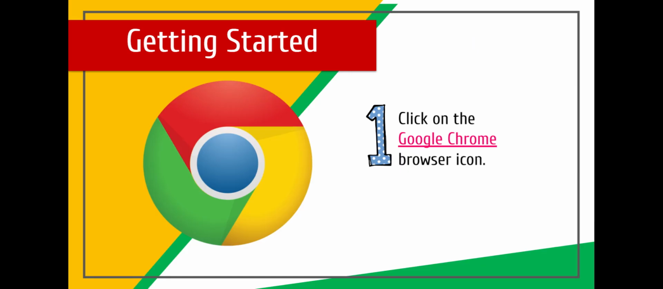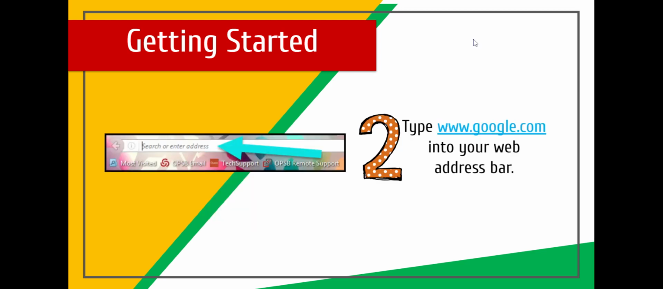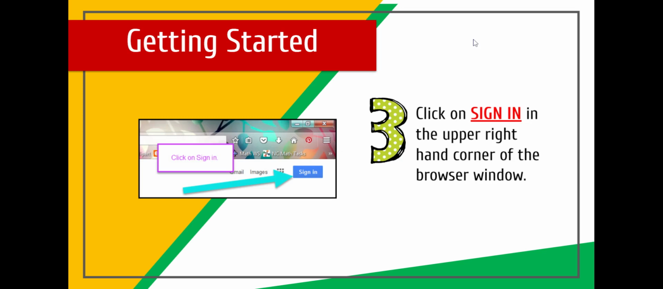First of all, you will open your child's Chromebook and look for the Google Chrome browser icon. You will want to open this icon. Once you have the web opened, you're going to type in www.google.com into your web address bar. And then you're going to want to sign in to Google. This is going to take you into your student's school ability for Google Classroom for education.